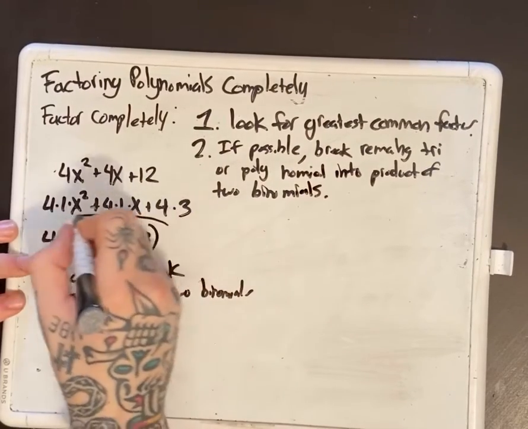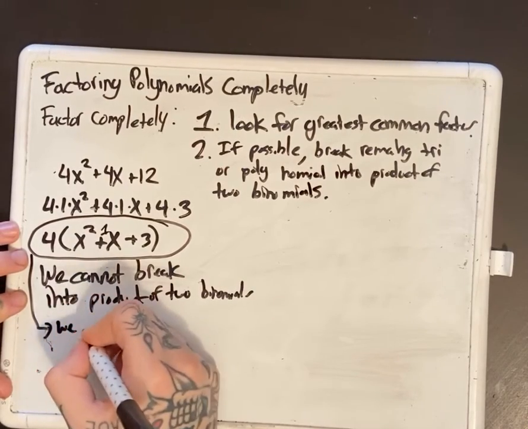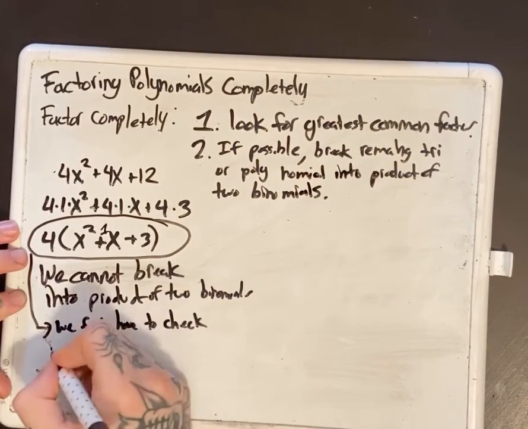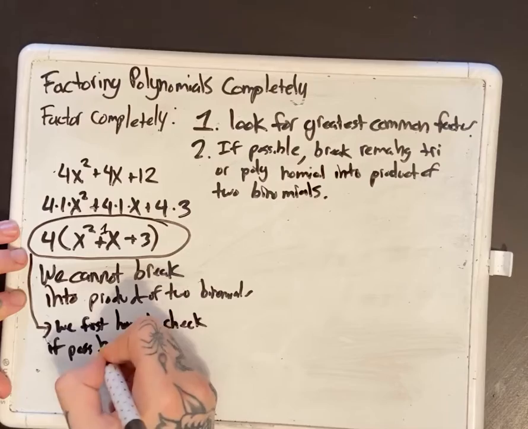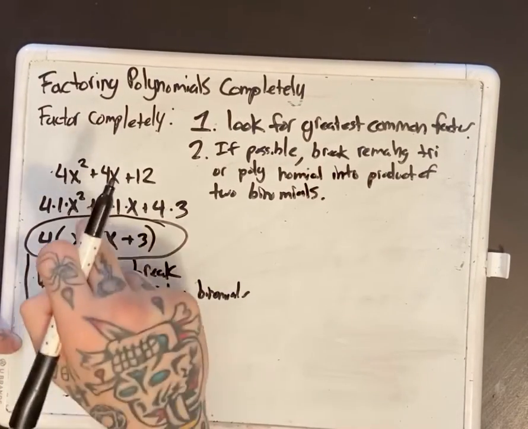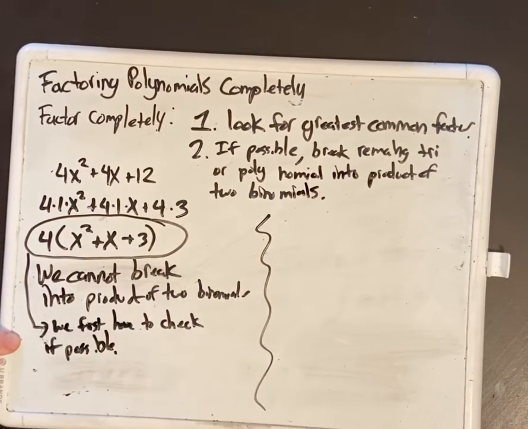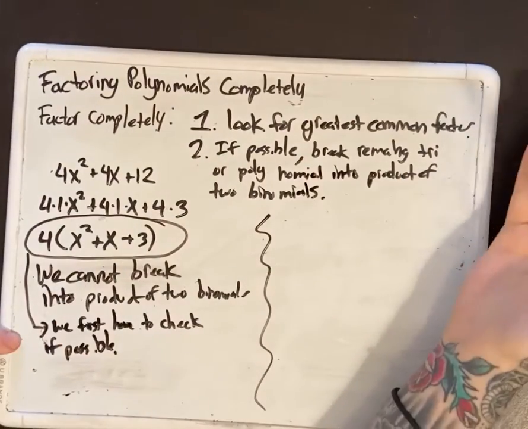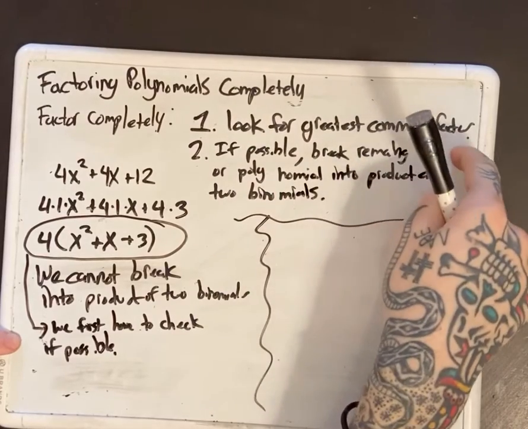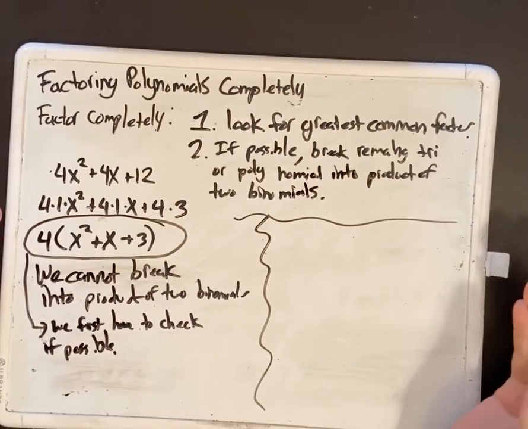So the answer is this. But we have to check first. We first have to check if possible. Okay? Because we don't necessarily know that x squared plus x plus 3 can't be factored anymore until we try. And sometimes there is no greatest common factor, but we still have to break it into two binomials. Sometimes there's only a greatest common factor and we can't break it into two binomials. Sometimes neither can happen, sometimes both can happen.